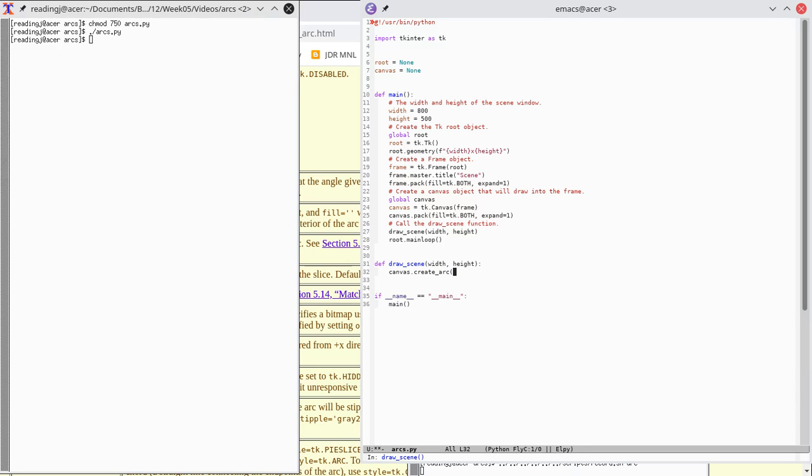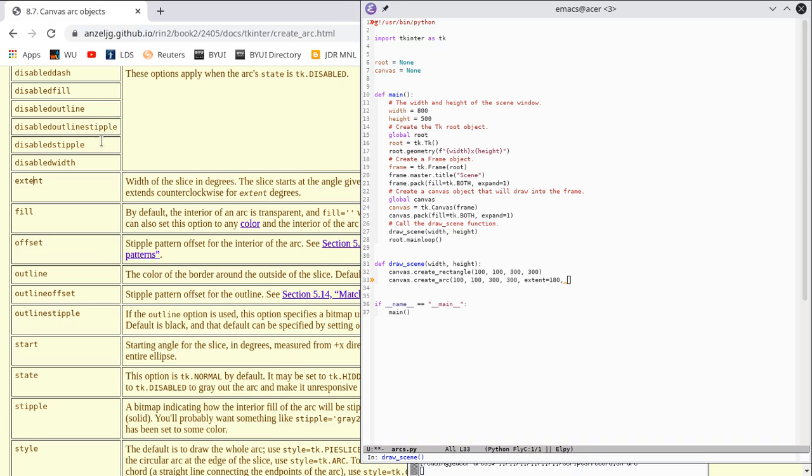Now, like an oval, you give it the bounding box that the arc is going to be in. So actually, let's start off by creating a rectangle, okay? And we're going to make it 100, 100, 300, 300. And now we're going to create arc, and it's going to have the same parameters. The extent is going to be 180 degrees, so it's going to be half a circle.